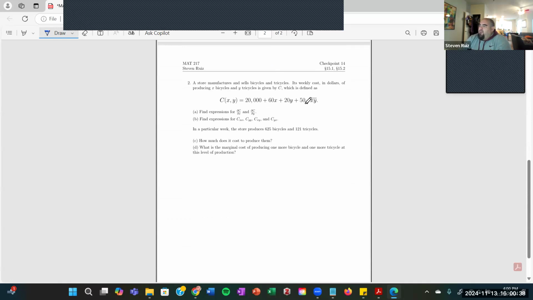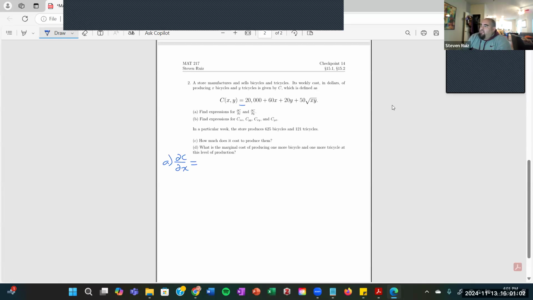So now we're going to do a little bit of calculus. Part A is to find the partials. Let's just do them one at a time. This thing, the partial derivative of C with respect to x. In a lot of ways, this is no different from the way you found derivatives in 213.